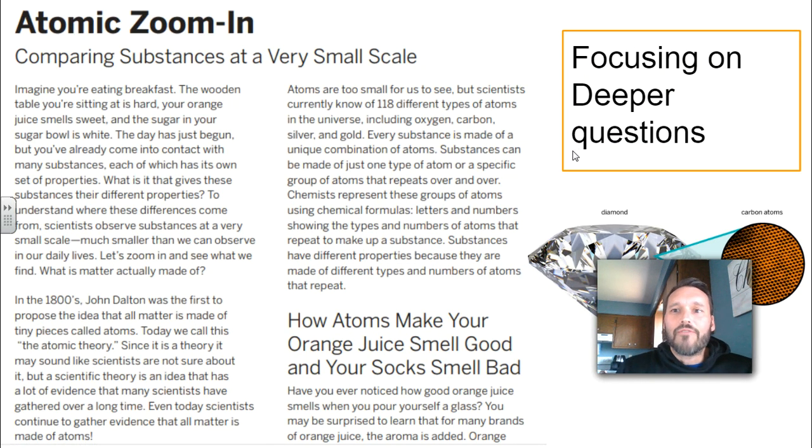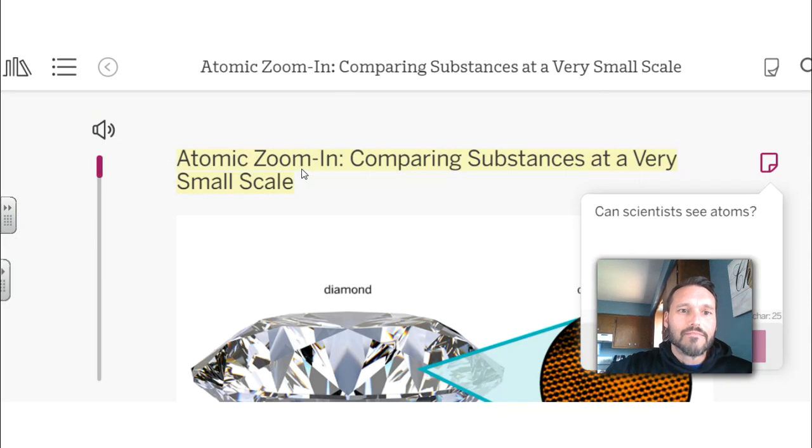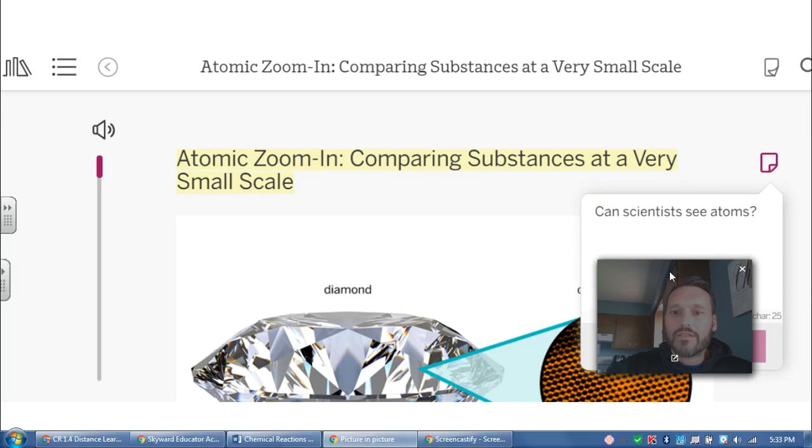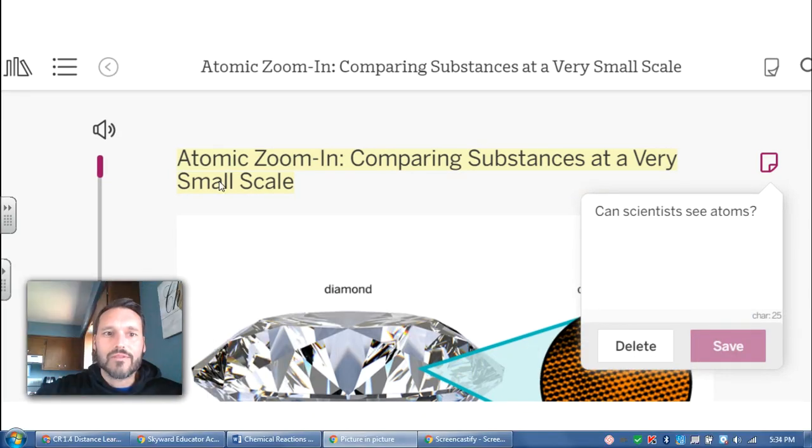All right, we're going to focus on deeper understanding, and we're going to focus on questioning today because there are a lot of things that we probably wonder about atoms. This is what the article looks like, so hopefully you've found it. We are going to annotate with questions. So when I look at the title, Atomic Zoom In, comparing substances at a very small scale, I already have a question just from the title, and that's, can scientists see atoms?